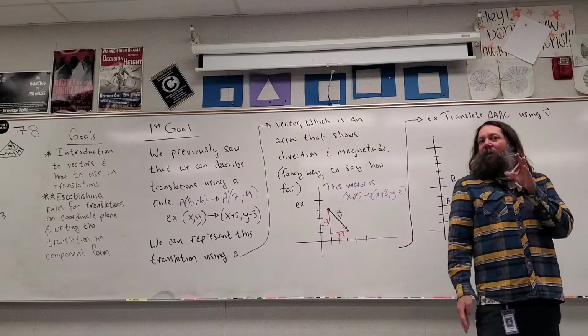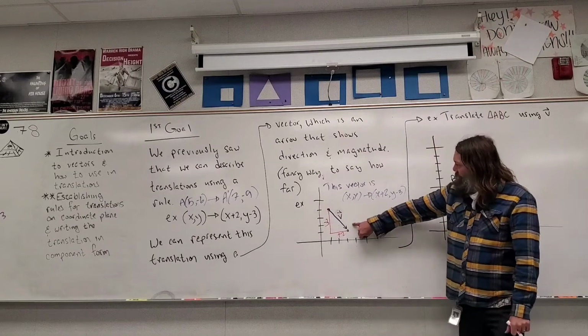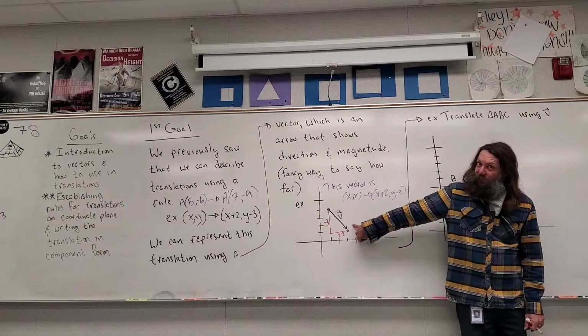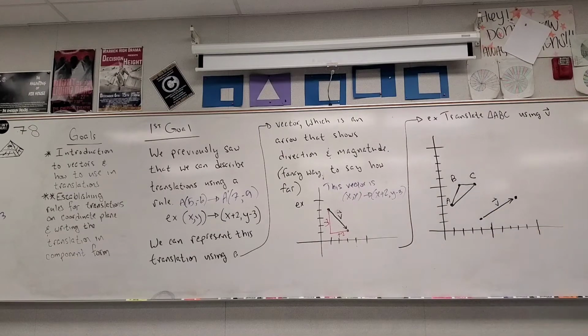Remember, I'm going to tell you how to do a translation in 2 new ways. So this first way, I'm going to use a picture to tell you how to move. I'm telling you in a picture. So let's look at this example. I want you to translate triangle ABC using vector v. I'm telling you how to move right here. This tells you how to move.